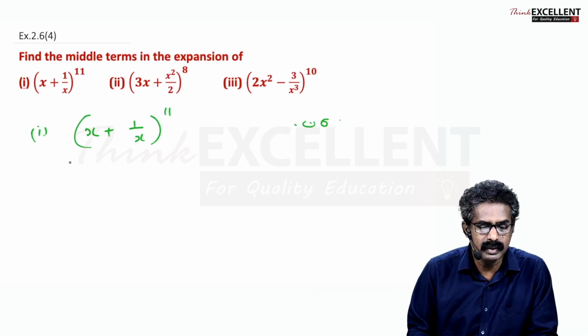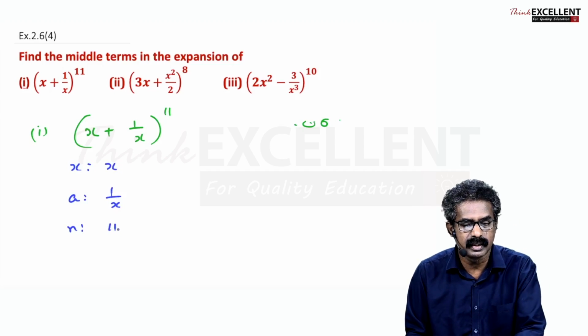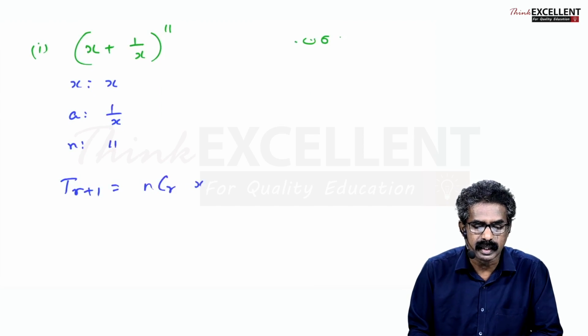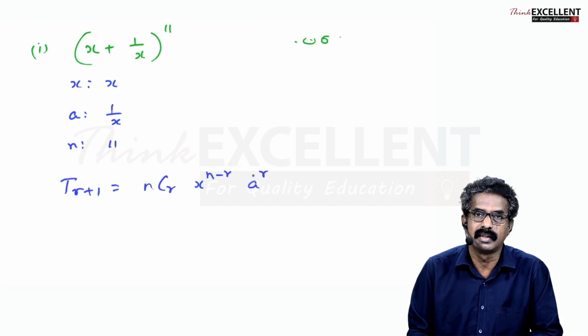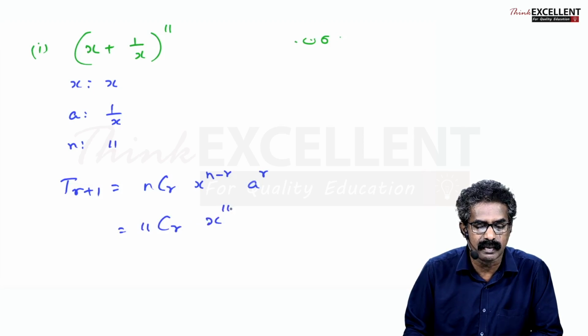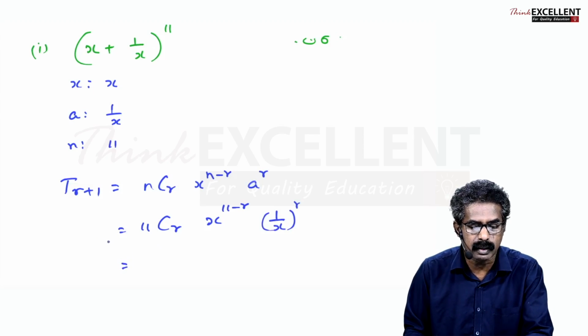Okay. So compare with the standard form. What is the standard form? (x + a)^n, right? So x is the first term, the second term is 1 by x, and the power is 11. So write the general term T(r+1). What's the formula? nCr x^(n-r) a^r. Substitute the values: n is 11. So 11Cr, x is x only, raised to 11 minus r, into a^r, that is 1 by x raised to r. Substitute. So this is T(r+1), right?